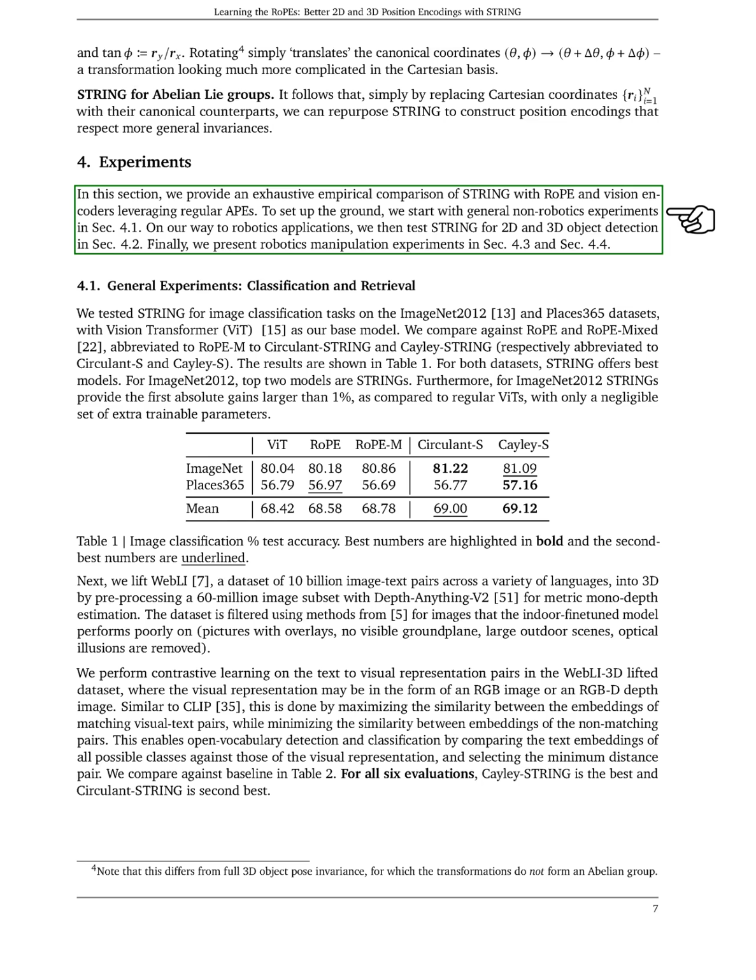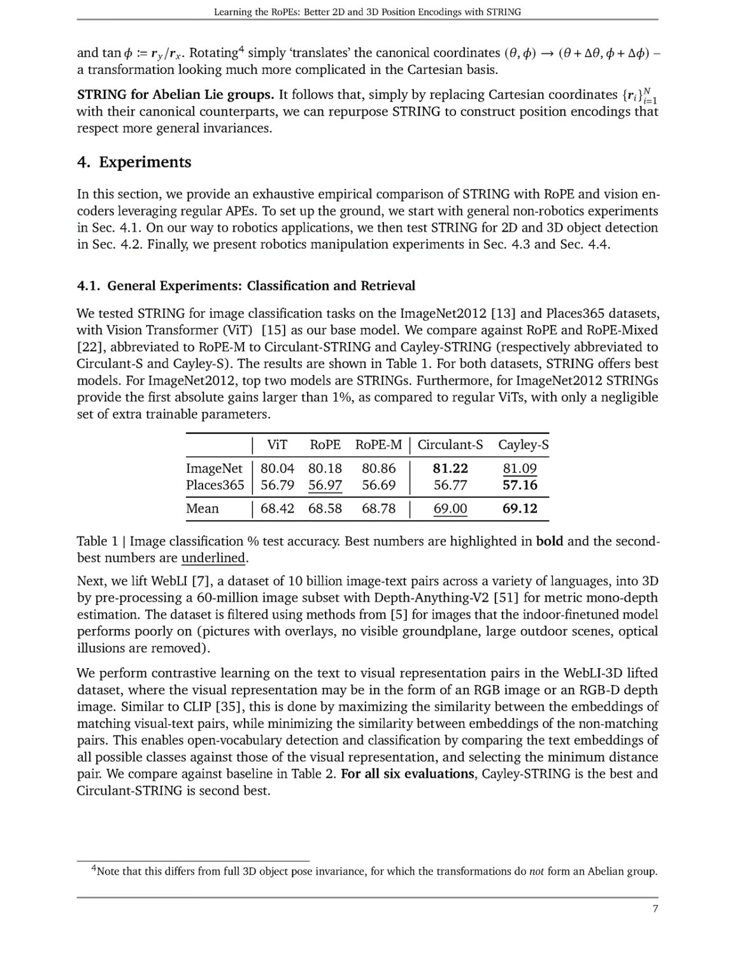Finally, we present a thorough empirical comparison of STRING with RoPE and vision encoders that use regular APEs. We begin with general non-robotics experiments, then move on to test STRING for 2D and 3D object detection, and conclude with robotics manipulation experiments.